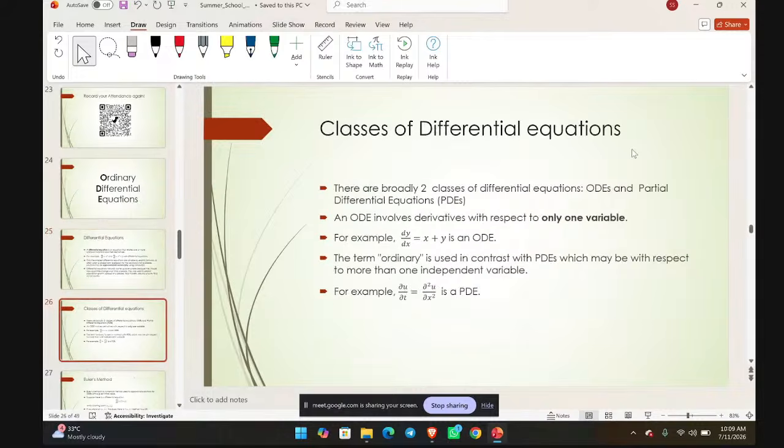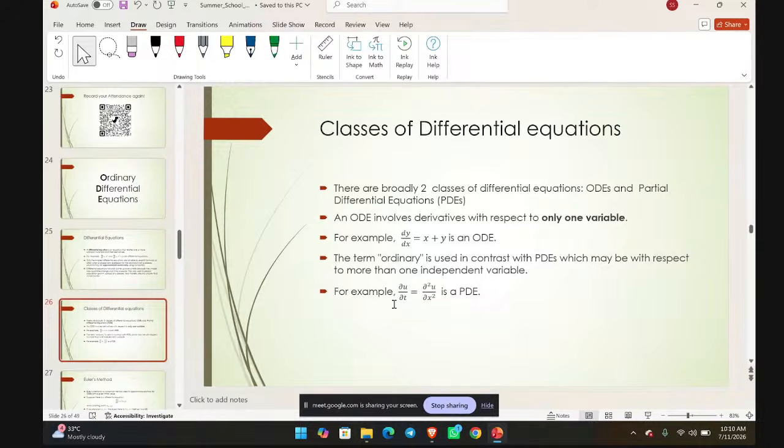Differential equations are broadly divided into two classes: ordinary differential equations (ODEs) and partial differential equations (PDEs). An ODE involves derivatives with respect to only one variable and its exact differential. For example, dy by dx is equal to x plus y. And partial differential equations contain derivatives with respect to one or more independent variables.